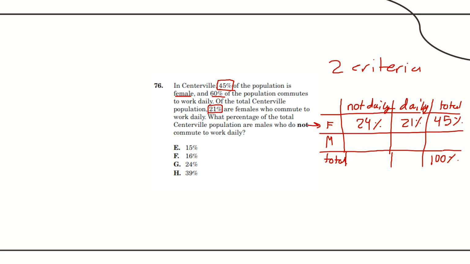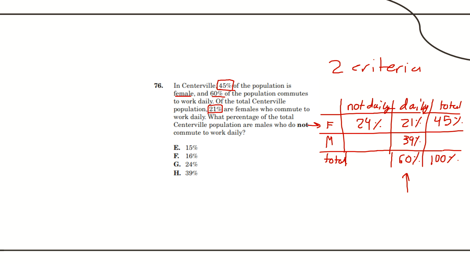Now, 60% of the population commutes to work daily. So that means this column right here would have to add to 60, giving us 60 minus 21%, which is 39%.